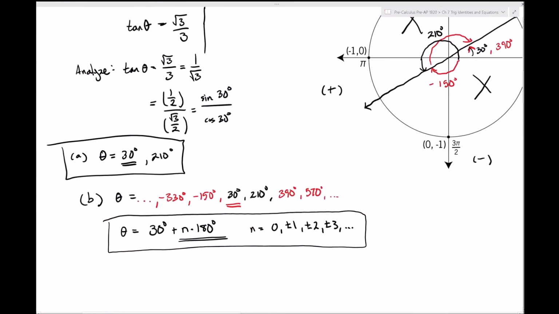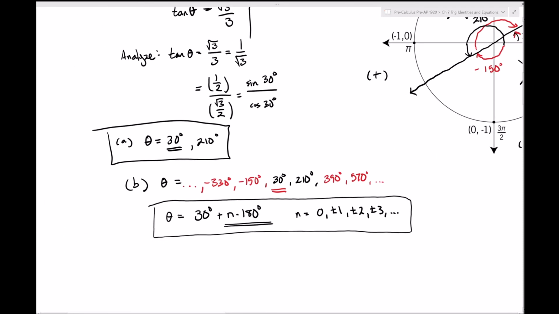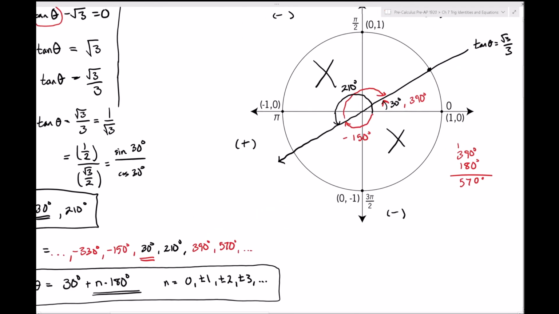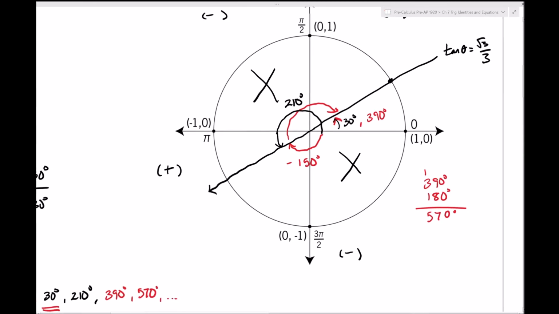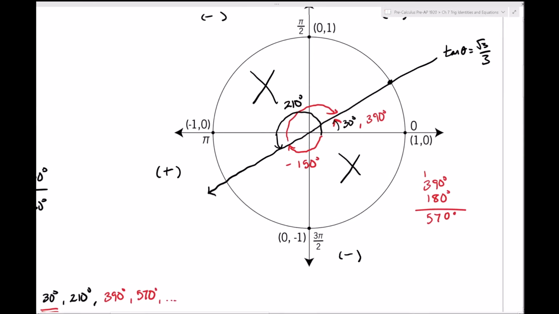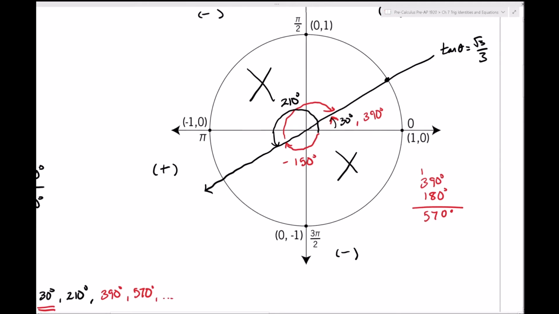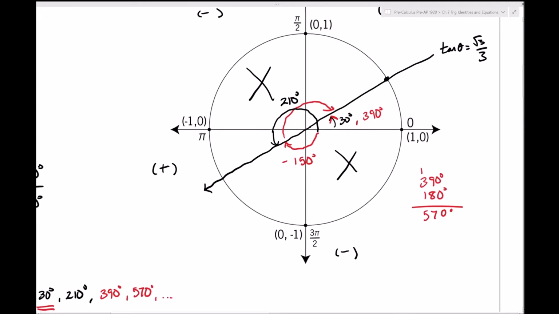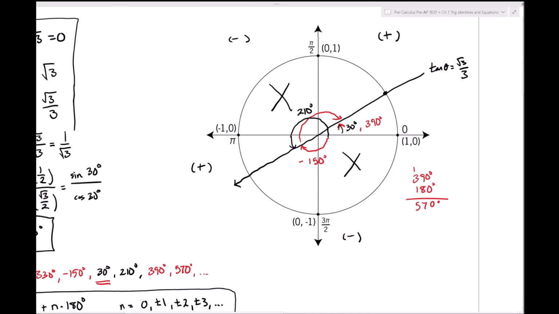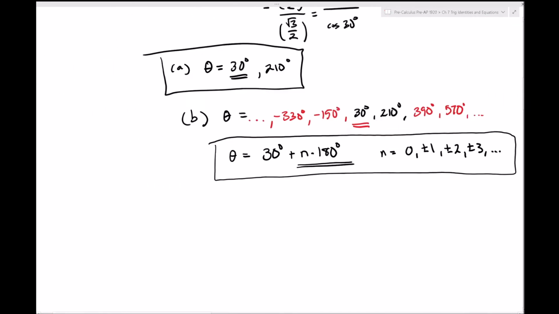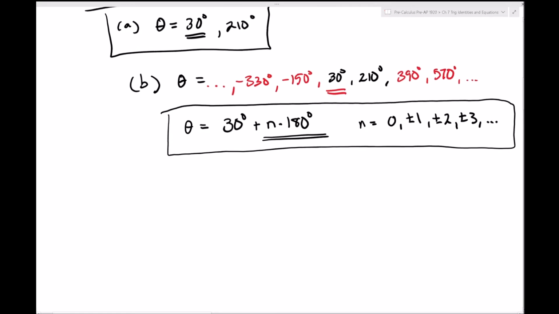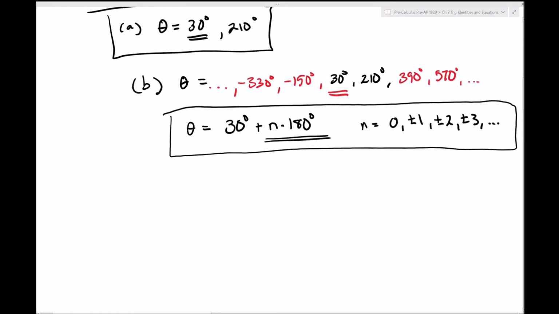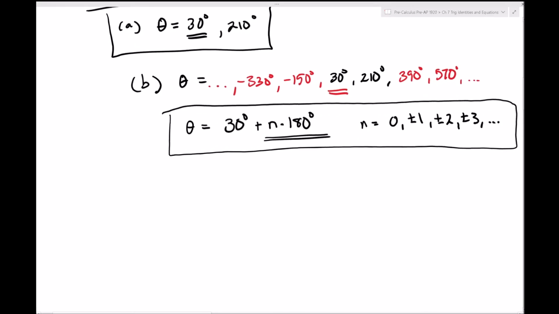And then we extended by finding out the distance between those 2. The distance between those 2 is 180 degrees. So that means if I want to find any more than just those 2, I can add or subtract 180 degrees from either one of those 2, however many times, and I should be able to find more solutions. So understanding that pattern, we were able to write it using this expression: theta is equal to 30 degrees plus any integer multiple of 180 degrees.